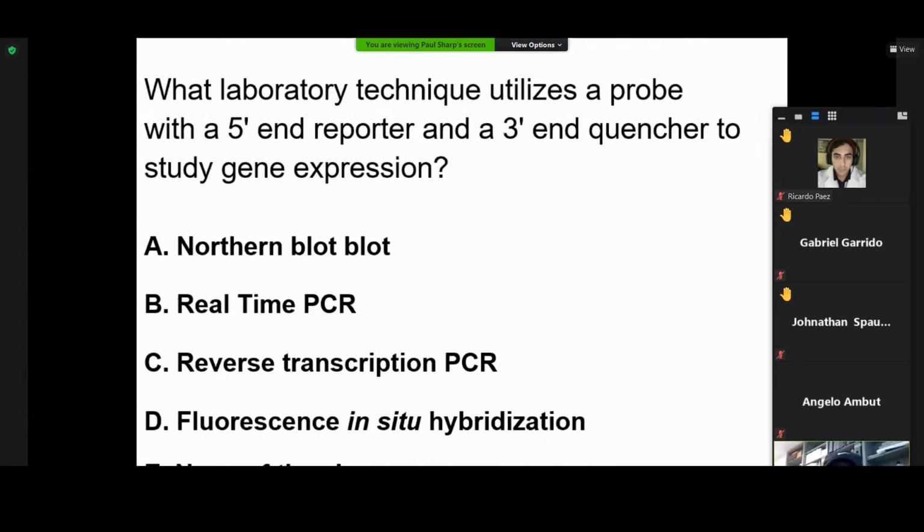And here's our last question. It says, what laboratory technique utilizes a probe with a 5' end reporter and a 3' end quencher to study gene expression? What laboratory technique is that? Once again, A, B, C, D, and E are your answer choices. I'm going to give you a couple of seconds to type that in.